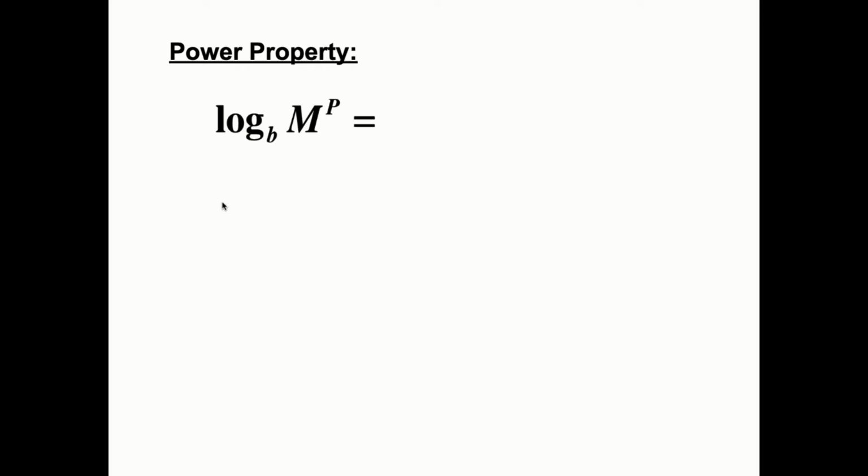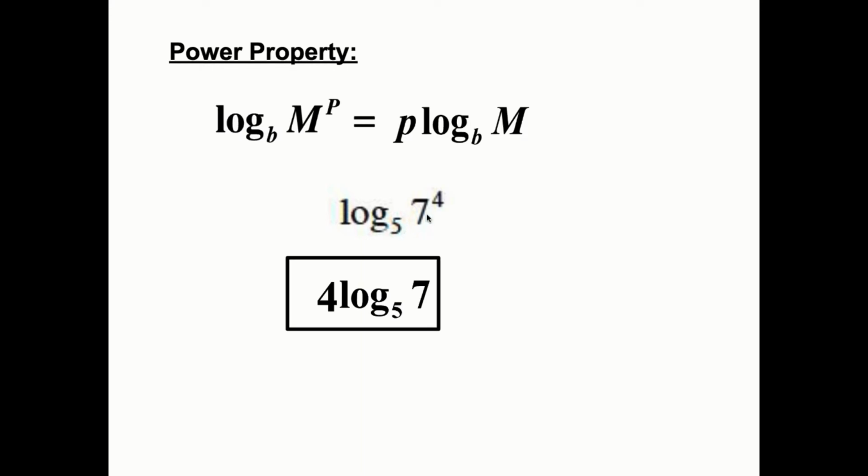The power property says log base b of m to the p power can be written as p, the exponent dropped in front, times log base b of m. So in our example, we have our exponent. We're going to drop it out in front, so it's 4 log base 5 of 7.